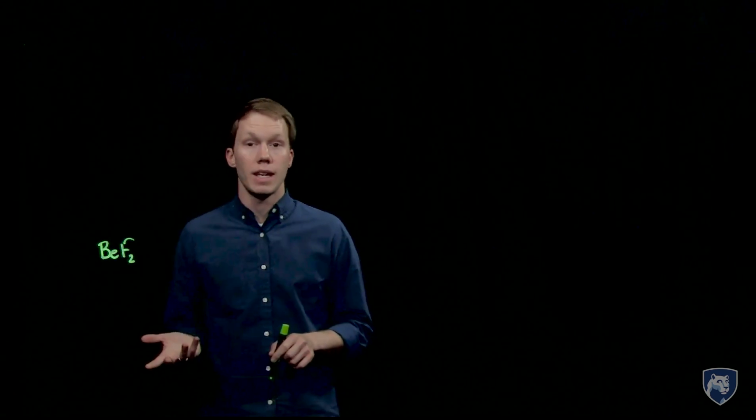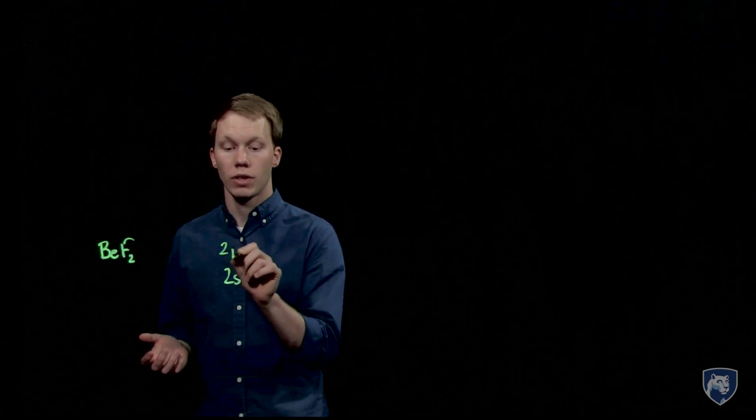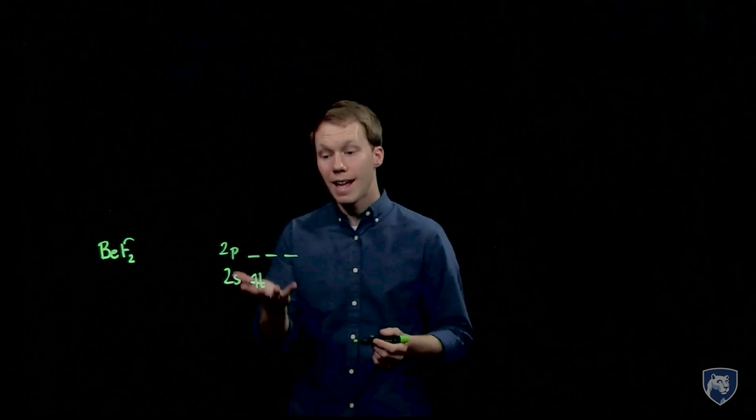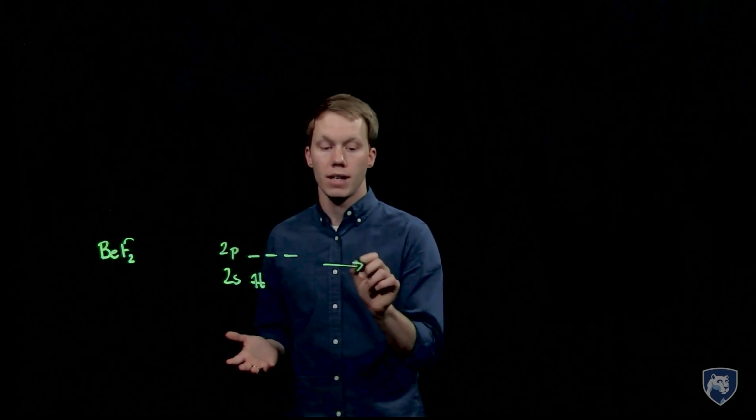The last type of hybrid orbitals that we're going to look at are the sp hybrid orbitals. And this will be the case when we have just two electron domains about a central atom. So for example, BeF2. Beryllium has two electrons in that 2s shell. And by that, you might expect that it wouldn't form any bonds. But in fact it does.